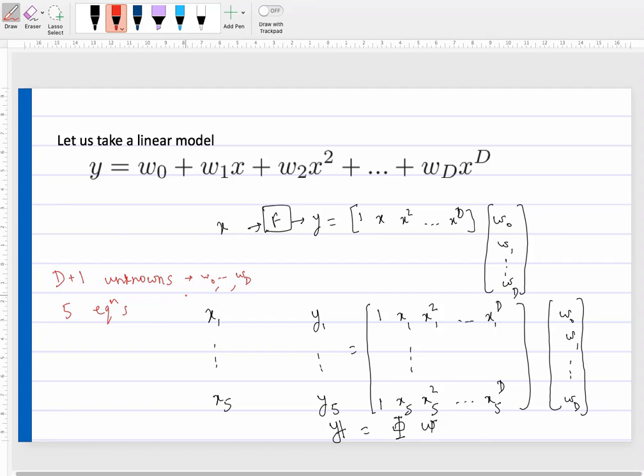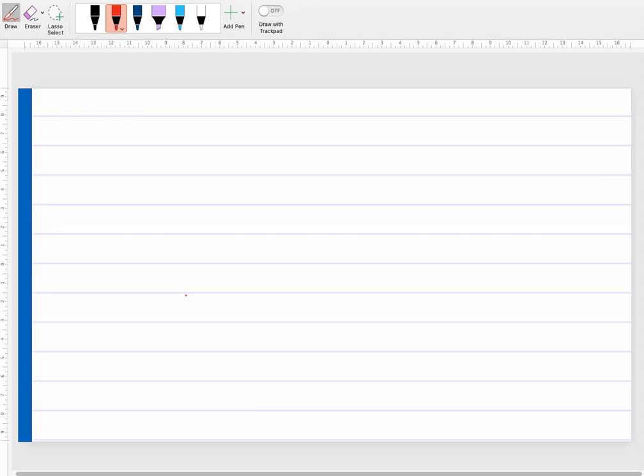If you have fewer equations and more unknown parameters, then you find an infinite number of solutions. And if you have more equations and fewer parameters, then you have no solution, since they are linearly independent equations. So that's why you won't have any solution. Okay, so let us look at this example.